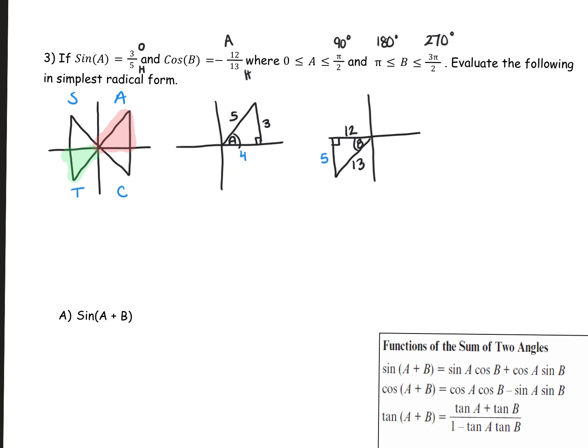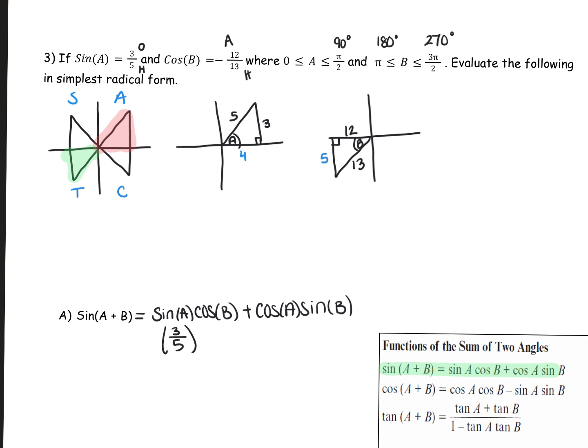So first thing for part A, find sine of A plus B. So A plus B is this formula. So what I'm going to do first is just copy it down so I know what I'm using. So sine of A plus B is going to equal sine of A times cos of B plus cos of A times sine of B. So let's see what information we have. We have sine of A, that's 3/5. So I'm going to go ahead and put that here. So 3 over 5. What else do I have?